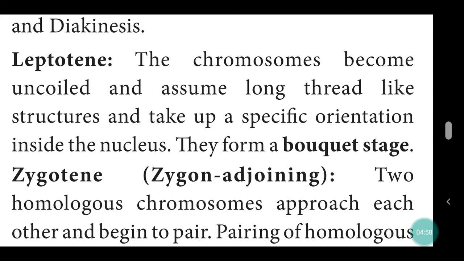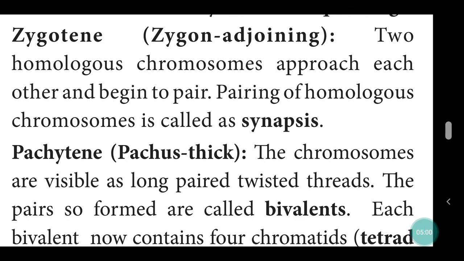Next, zygotene stage. Zygo means adjoining two homologous chromosomes. What is homologous? One chromosome got from the father and another chromosome got from the mother. That is, homologous chromosomes approach each other and begin to pair. Pairing of homologous chromosomes is called synapsis. What is synapsis? Pairing of homologous chromosomes is called synapsis.